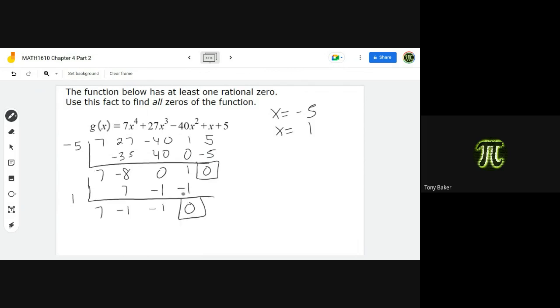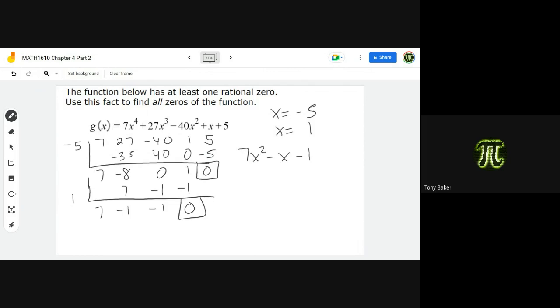Again, it comes out to be 0. So I'm good. So I'm now left with 7x squared minus x minus 1. Now we know from our graph that those are going to be fractions, rational numbers, or irrational numbers, they could technically be. So at this point, it's a quadratic. I know I can't factor it, so do the quadratic formula.